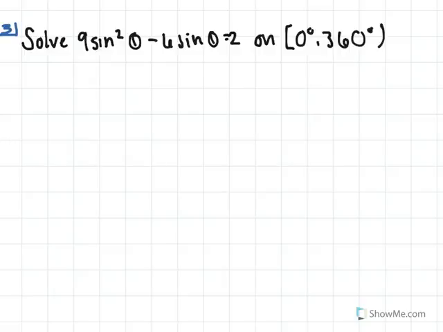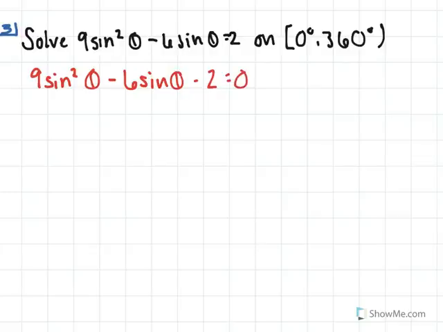In this problem, we're asked to solve 9 sine squared theta minus 6 sine theta equals 2. So first, we're just going to move everything over to one side. So we'll have 9 sine squared theta minus 6 sine theta minus 2 equals 0.